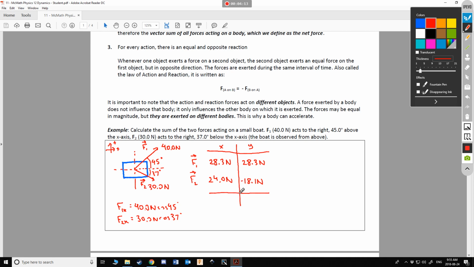So now if I combine those, I can find my resultant force. It has an x component of 28.3 plus 24. We have 52.3 newtons. The other one we have 28.3 minus 18.1. We have a net force of 10.2 newtons up.